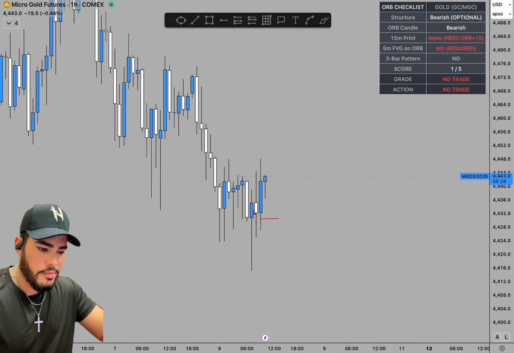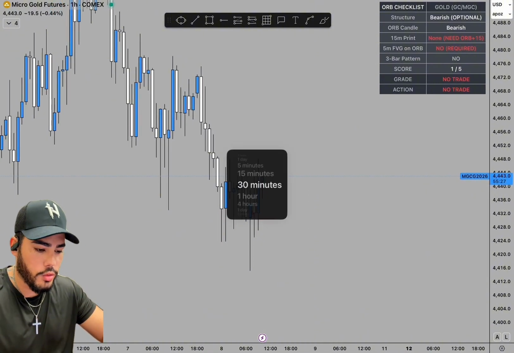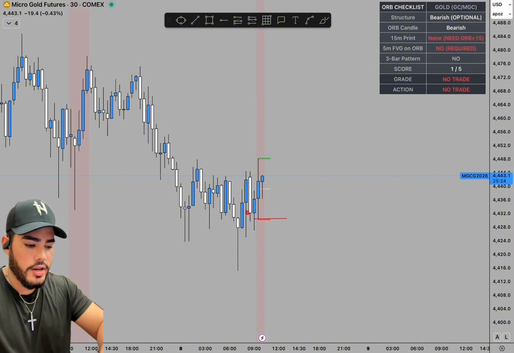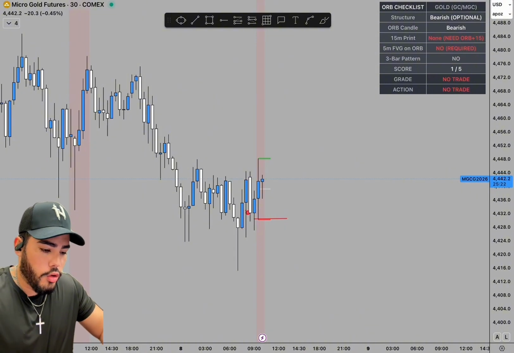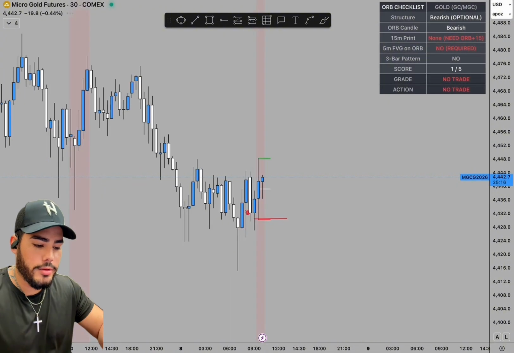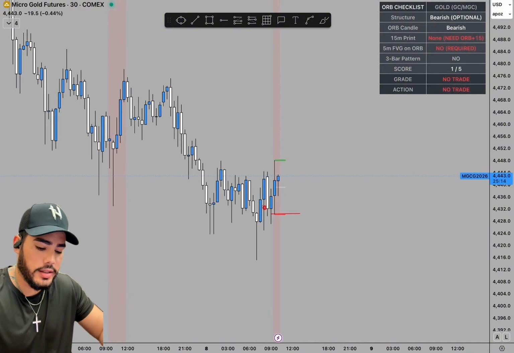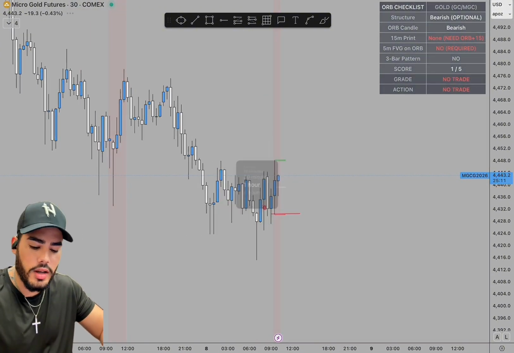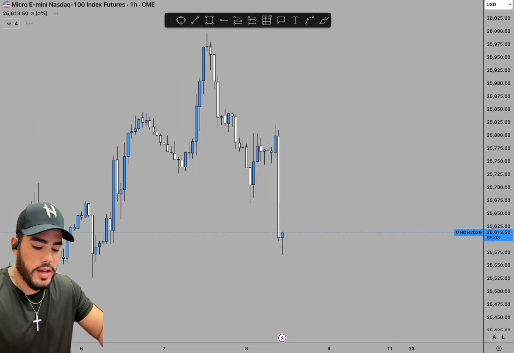It looks like a lot of chop, I ain't even gonna lie. I'm probably gonna avoid trading gold today. We are in this range right here. The ORB candle closed bearish, price is looking bullish. We are consolidating. I am going to avoid gold for the day entirely. I don't like the movement. I don't like price action. We're going to take a step away from that.